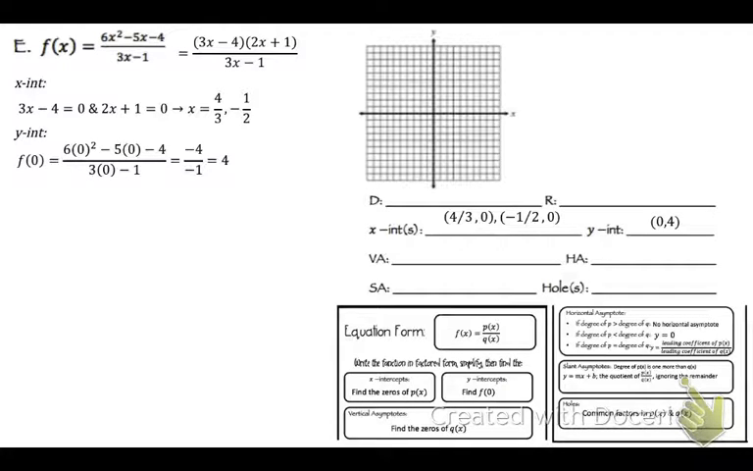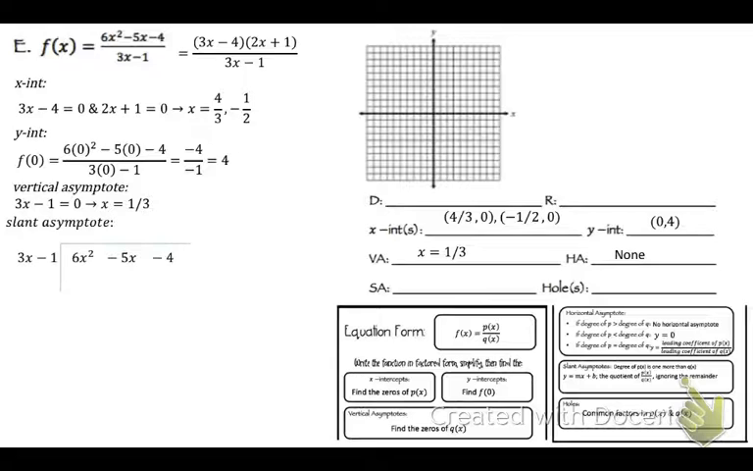Vertical asymptote, set the bottom equal to 0, so 3x minus 1 equals 0, so x equals 1/3. Horizontal asymptote, the degree on top is greater than the degree on bottom, so there isn't one.